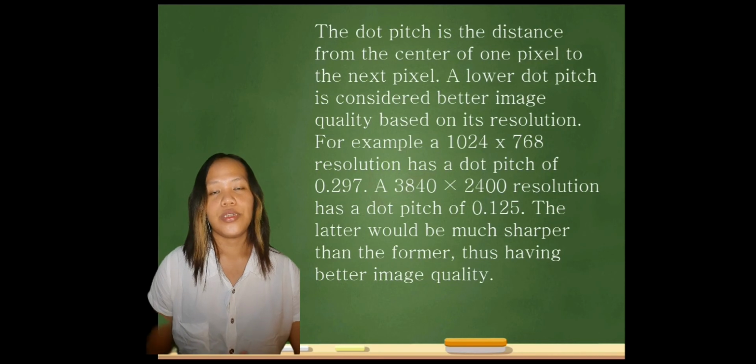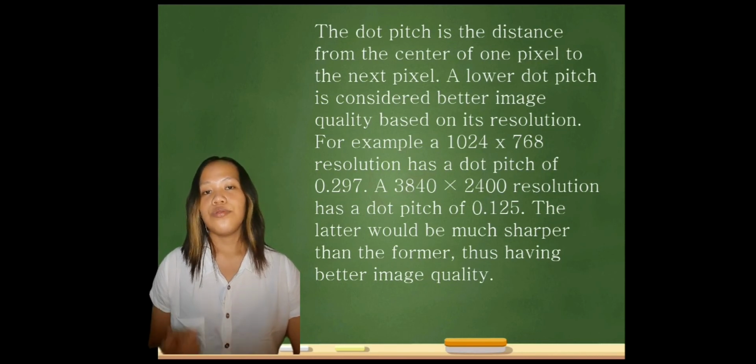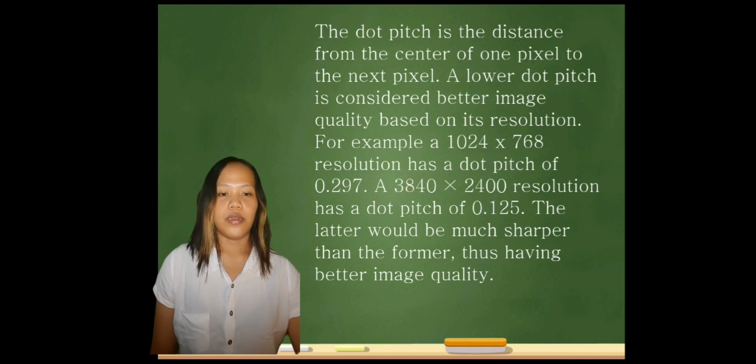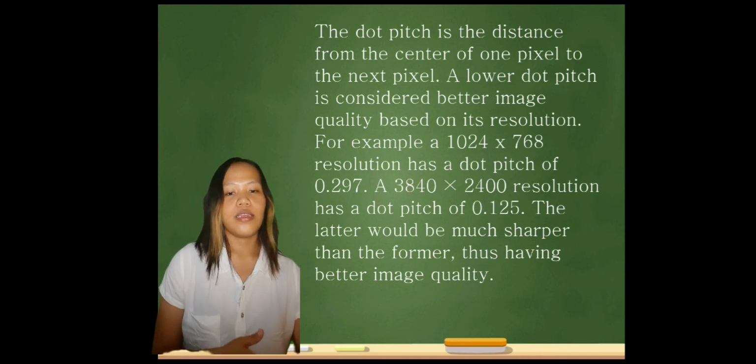The dot pitch is the distance from the center of one pixel to the next pixel. A lower dot pitch is considered better image quality based on its resolution. The latter would be much sharper than the former, thus having better image quality.